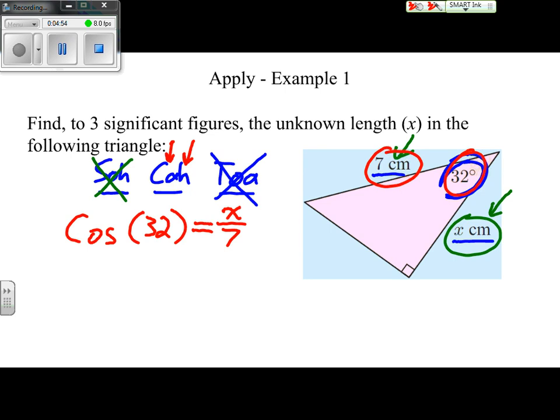Second thing to keep in mind is I am not going to even reach for my calculator until the very last step of this equation. So I'm going to do my algebra working with the words, cosine, the abbreviations, the acronyms, all that stuff, and I'm not going to reach for the calculator until the very last step.